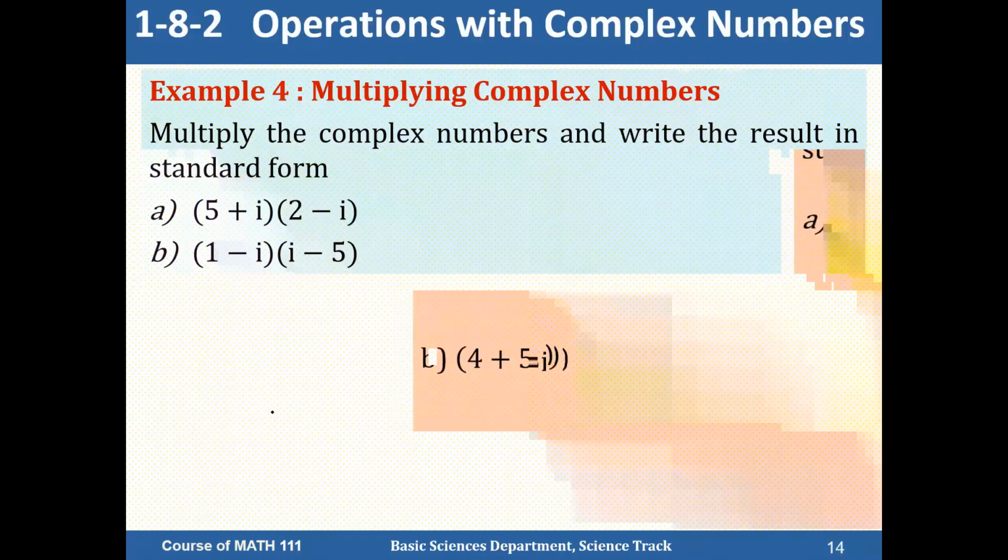What about multiplication? For multiplication, we just distribute.